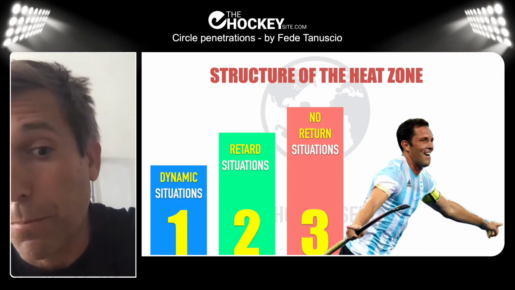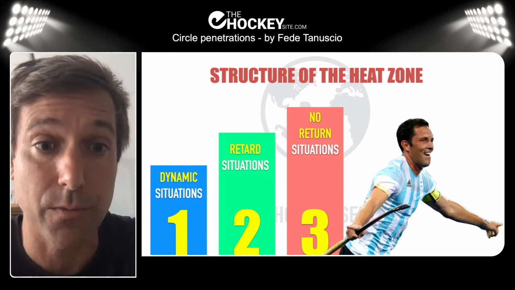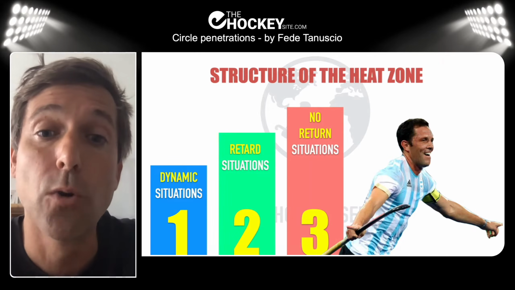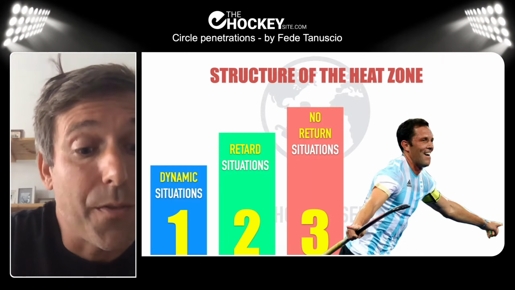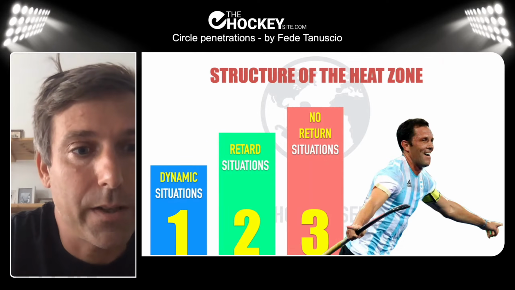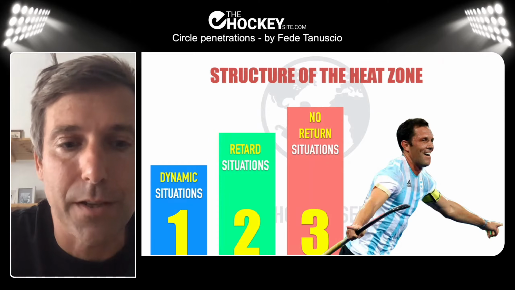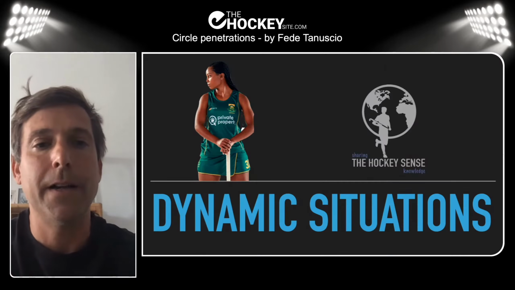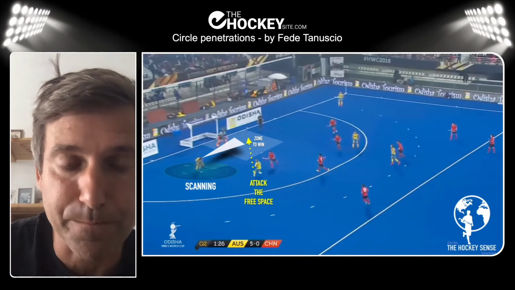So we split it into three situations. We have dynamic situations inside the circle, retard situations, and no return situations. Here we're going to explain all these three topics. Of course, I'm going to give you videos and explain well what every one of those things means, and then maybe it will be easier to understand what we talk about. So let's start first with the dynamic situations in the circle.